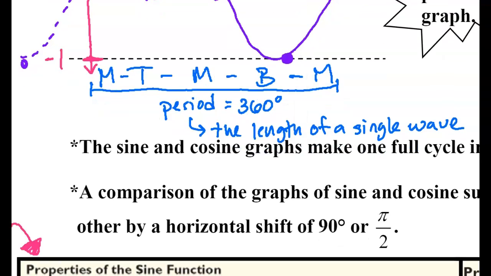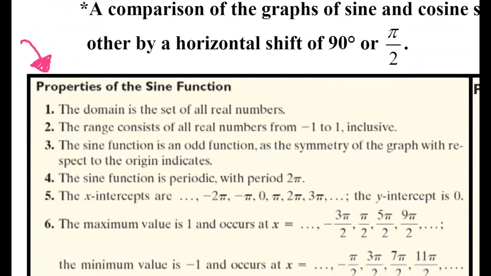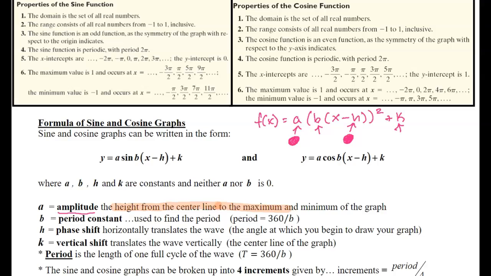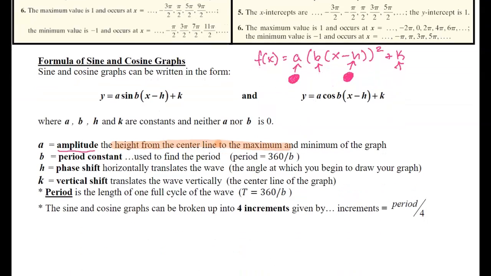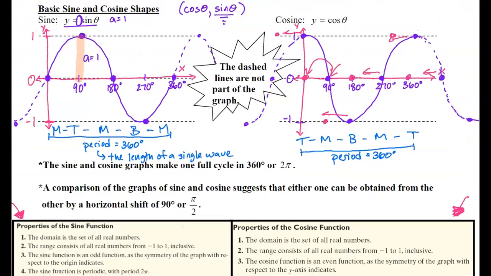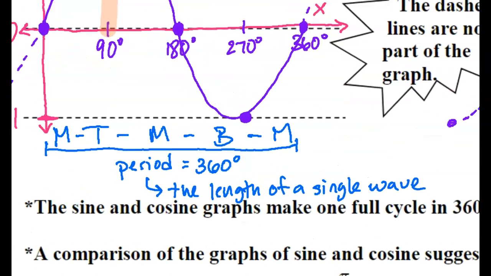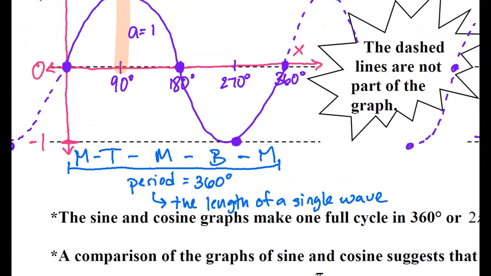Okay, so that's what A does. A changes the height of the graph. B is our horizontal stretch or compression. Now on the graph, if I'm stretching or compressing on the horizontal, what it's doing is changing the period, the length of a wave, right?